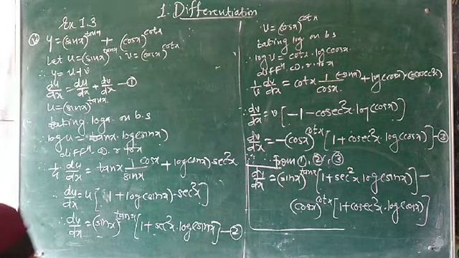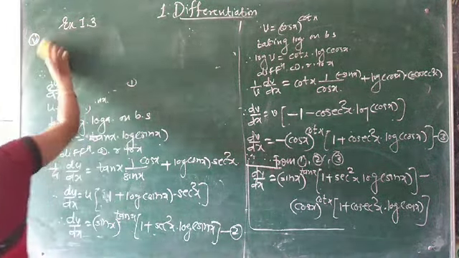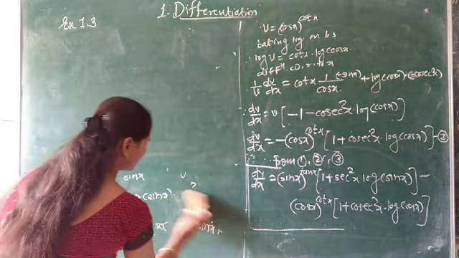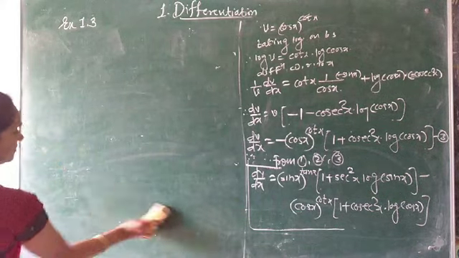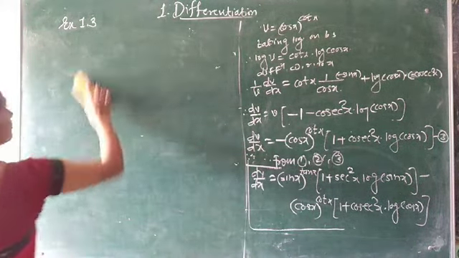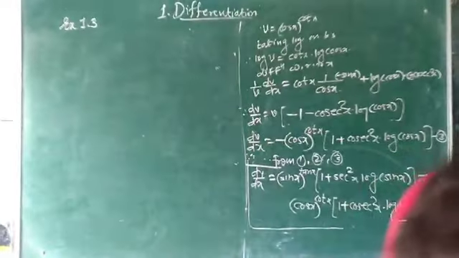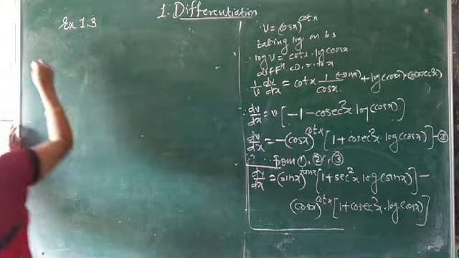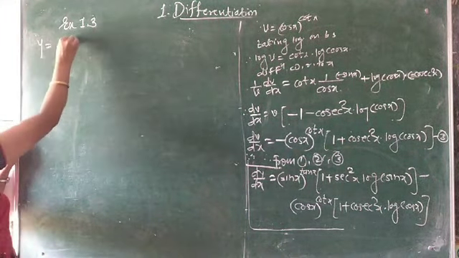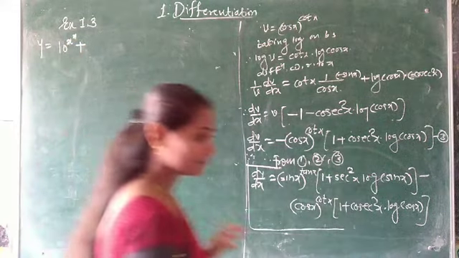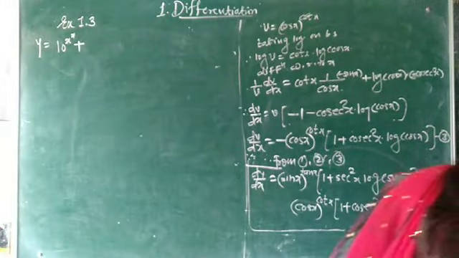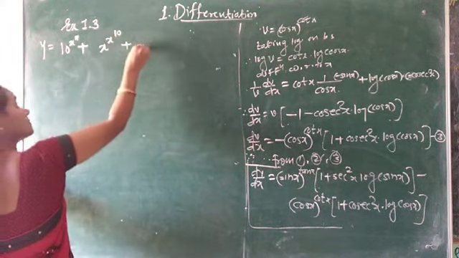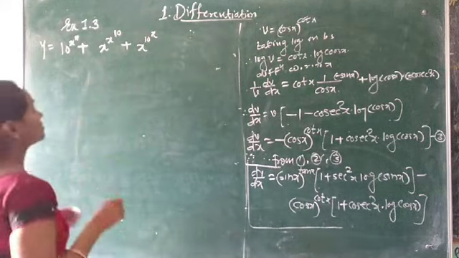Now see the last question in question number 2, which is based on logarithmic differentiation, which is a very important question also. In exam it is asked for 3 marks, 4 marks. See what the question is. y is equal to 10 raised to x raised to x plus x raised to x raised to 10 plus x raised to 10 raised to x.